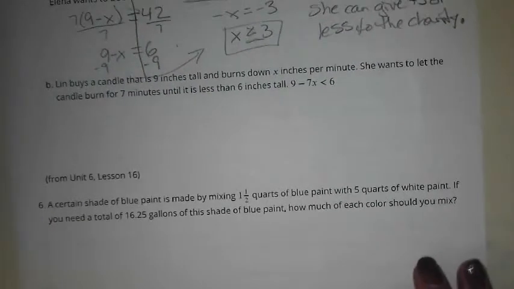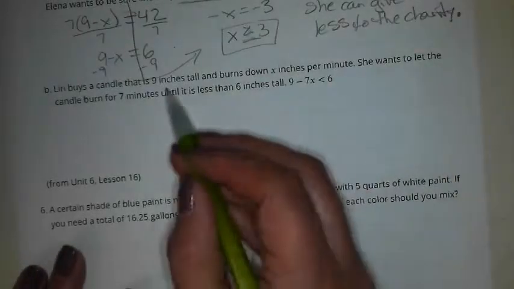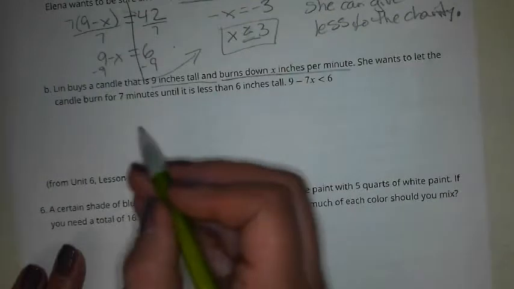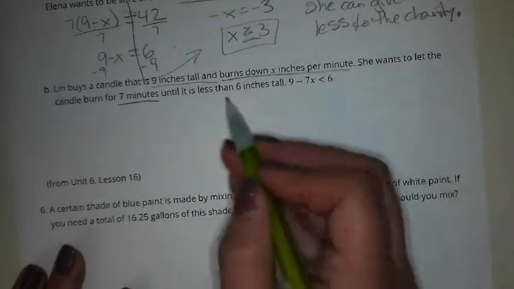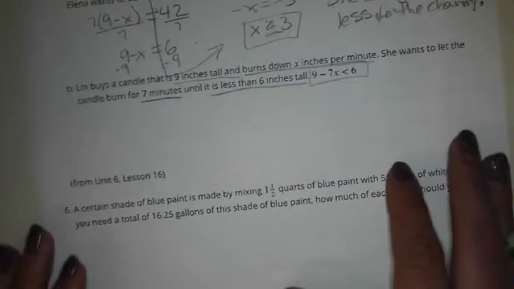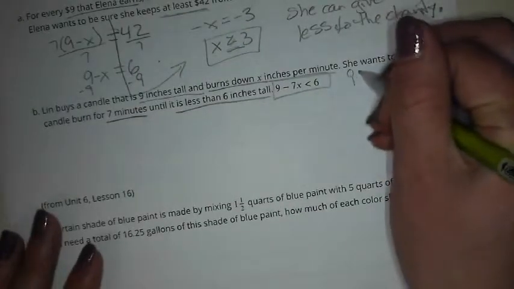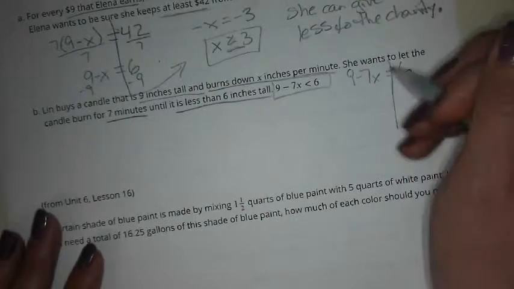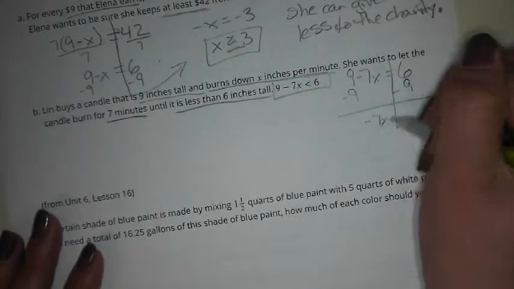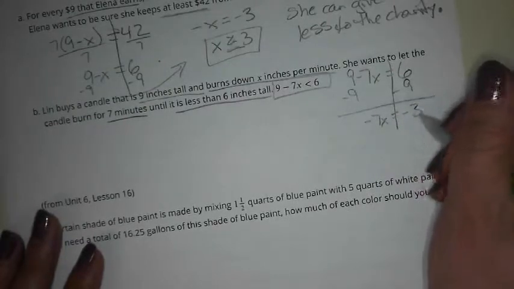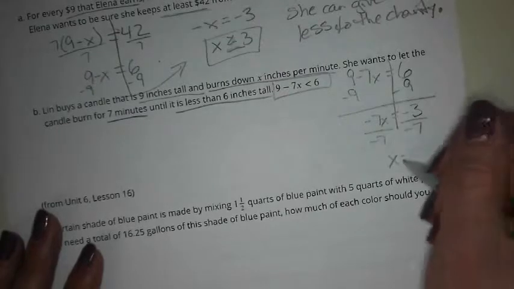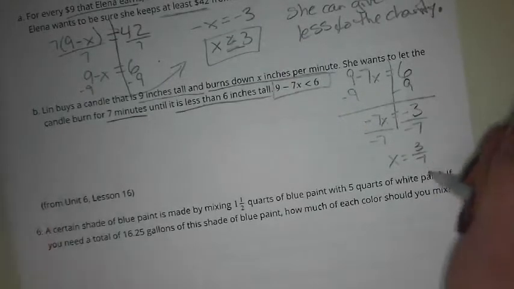B, Lynn buys a candle that is 9 inches tall and burns down x inches per minute. She wants to let the candle burn for 7 minutes until it is less than 6 inches tall. Here's our inequality. So 9 minus 7x equals 6, so I'm going to solve it. Subtract 9 from both sides. Negative 7x equals 6 minus 9, which is negative 3. Divide both sides by negative 7. x would equal 3/7.